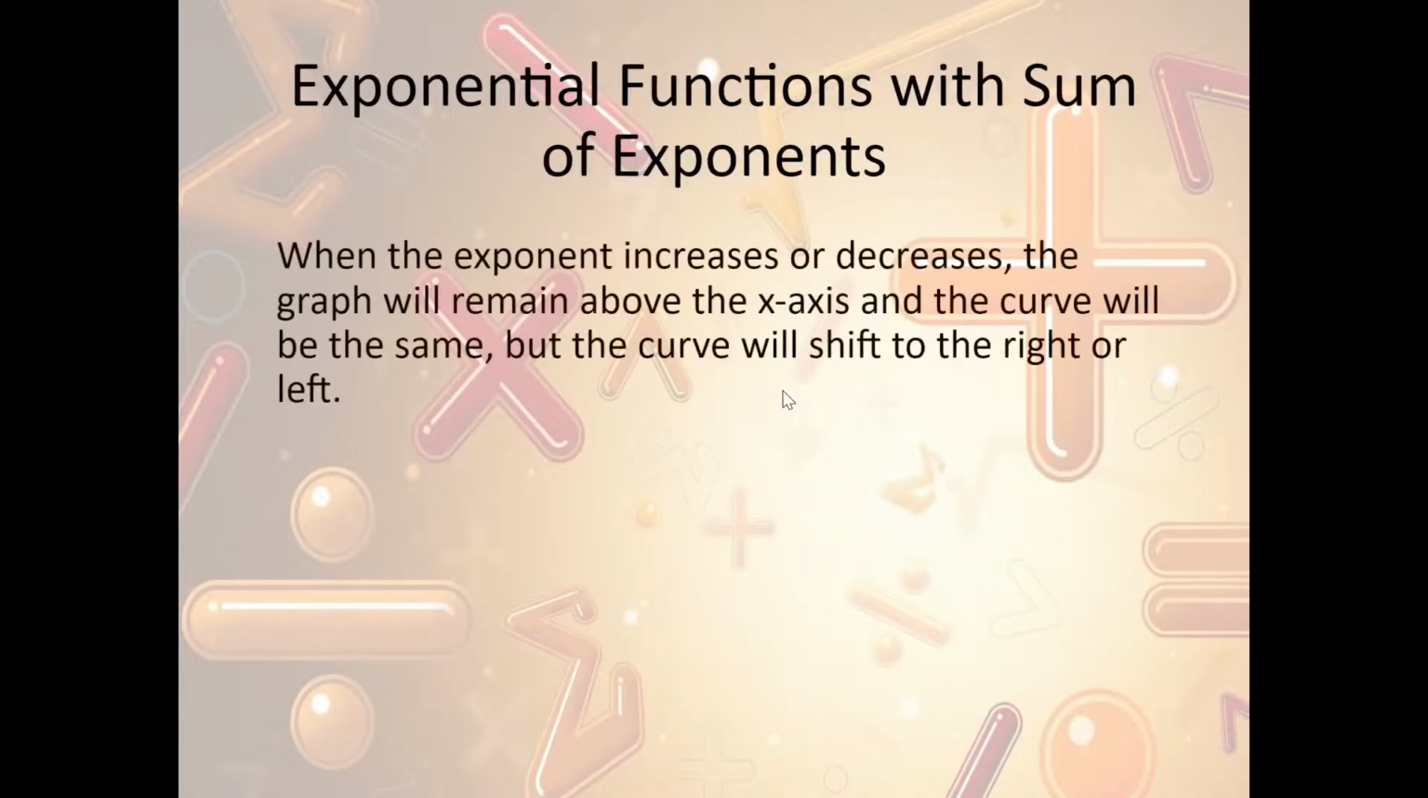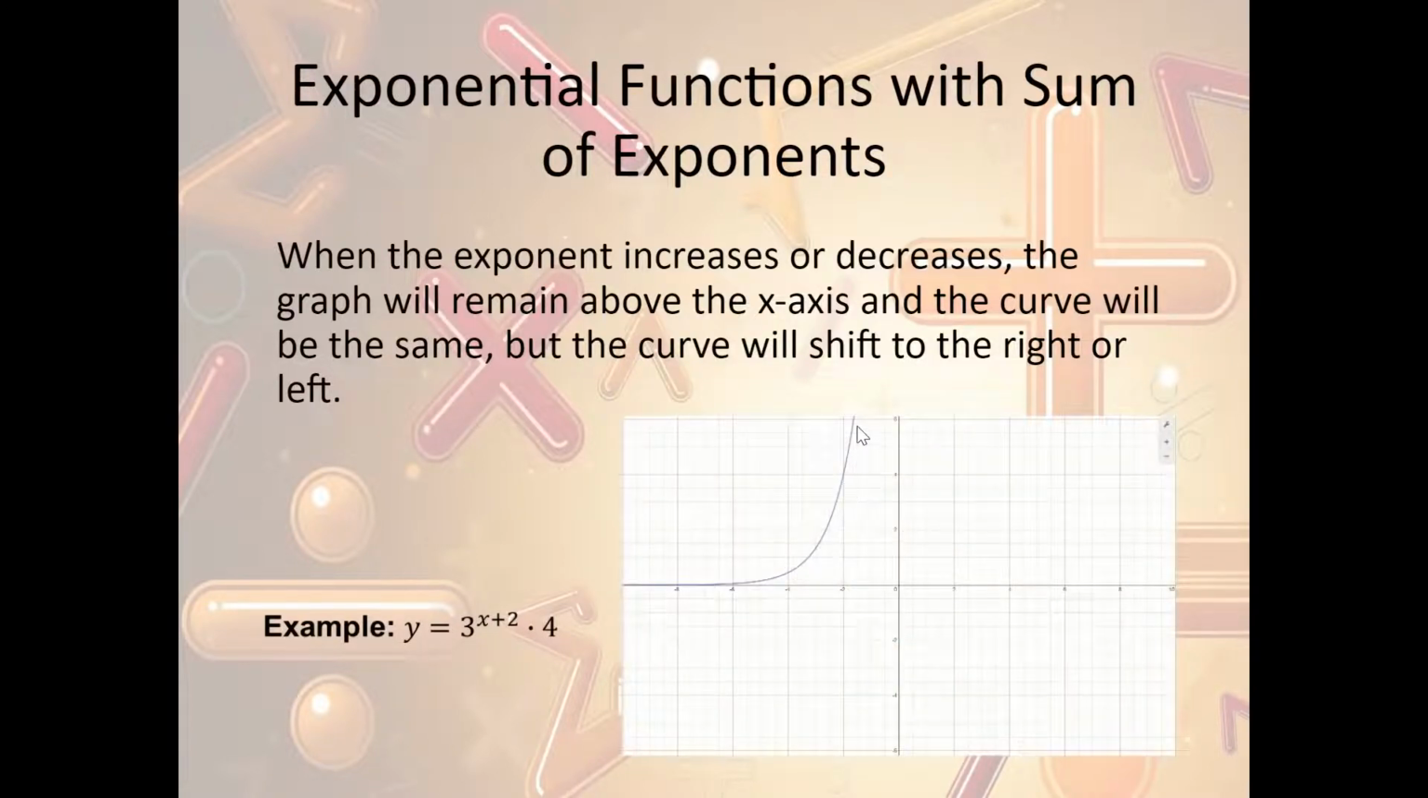Now, what if we do a sum of exponents, meaning we add something to the exponent? Well, that will cause the graph to shift to the right or to the left. So for instance, we have y equals 3 to the x plus 2 times 4. So what that should look like is, notice it's the same curve. And because this is in the exponent, we're always going to go opposite. So you would think that x plus 2 means we're going to slide to the right. But because it's in the exponent, we're going to go opposite. So x plus 2 becomes a shift to the left. So notice it's the same graph as 3 to the x times 4, except we slid it to the left 2 units.